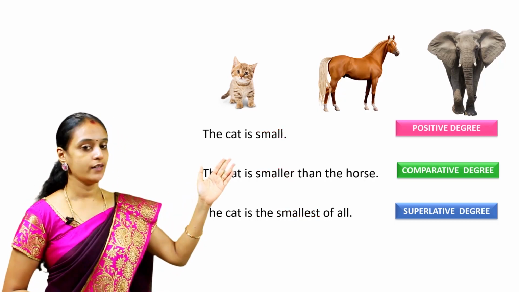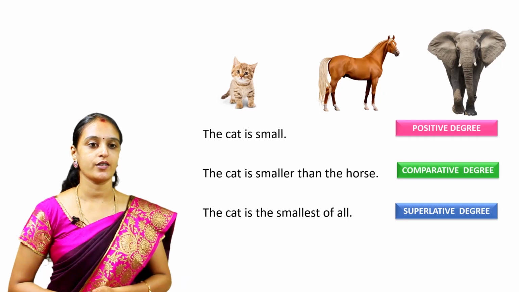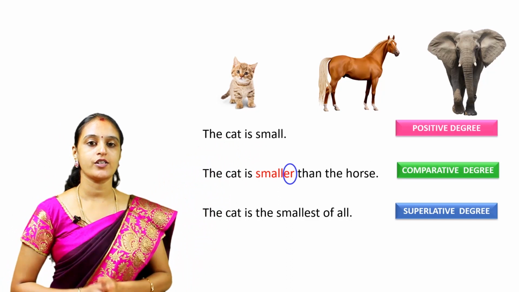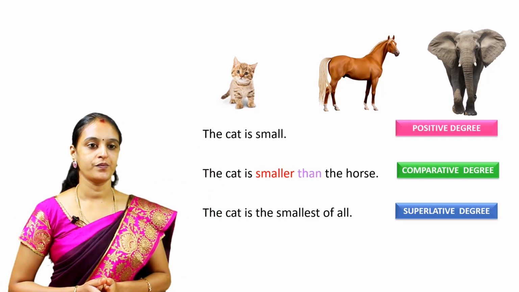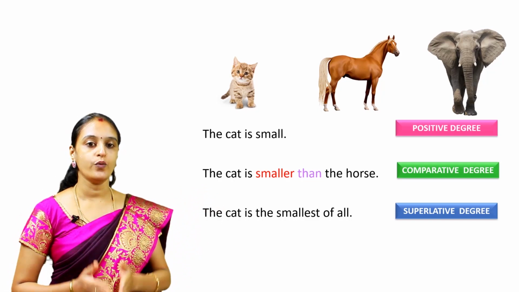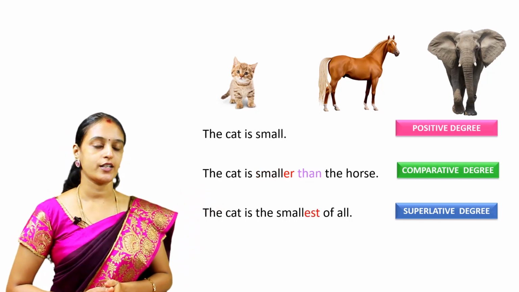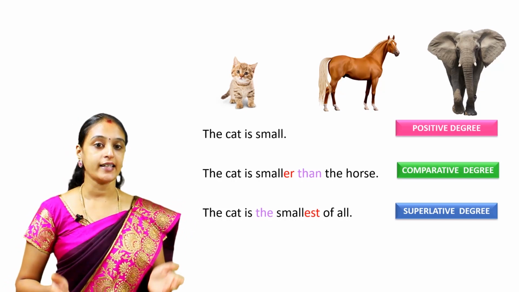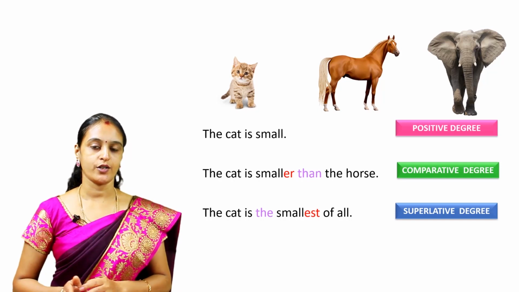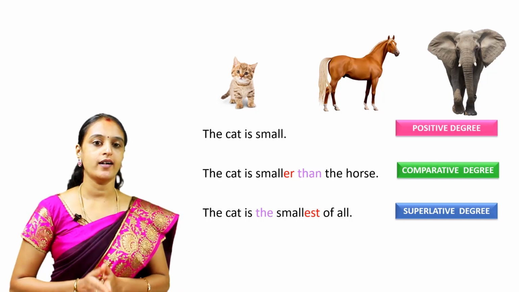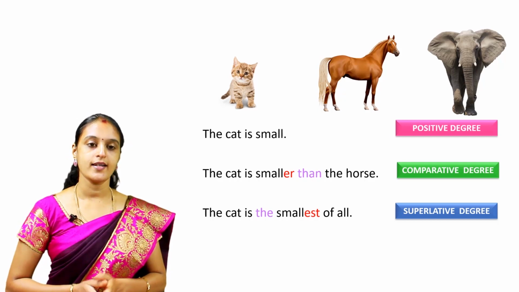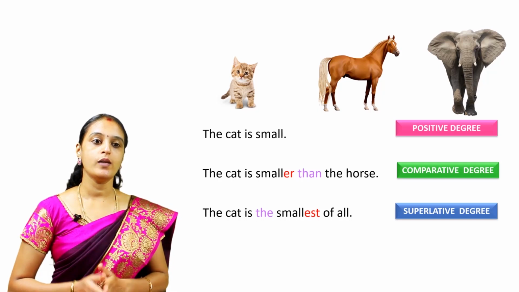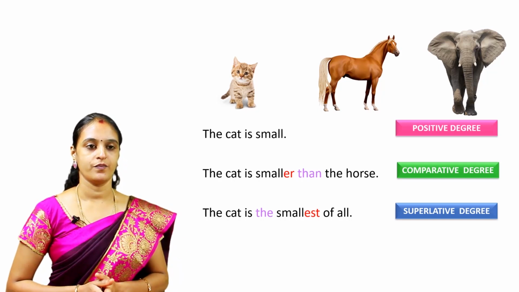For the positive degree, there is no change in the adjective. For comparative degree, we add er to the adjective followed by than. For the superlative degree, we add est to the adjective preceded by the. If the sentence has an er or more form of adjective followed by than, it is usually a comparative sentence. Likewise, an adjective ending with est preceded by the will definitely be a superlative sentence.